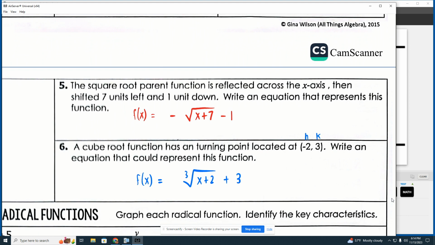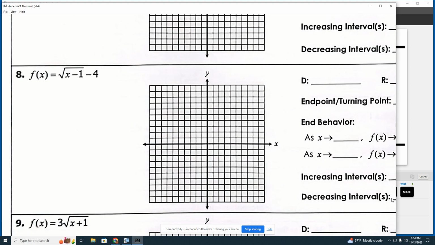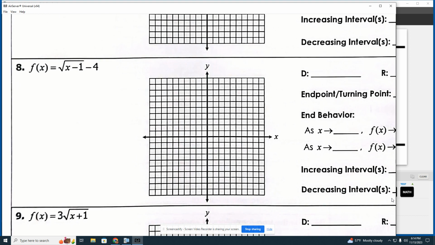So we're going to end this lesson with a couple of graphs. I'm going to do 2 of them. So which ones should I do? I'm going to do 8 and 9. I'm going to skip number 7 because that one's way too easy. Let's look at number 8 and 9.